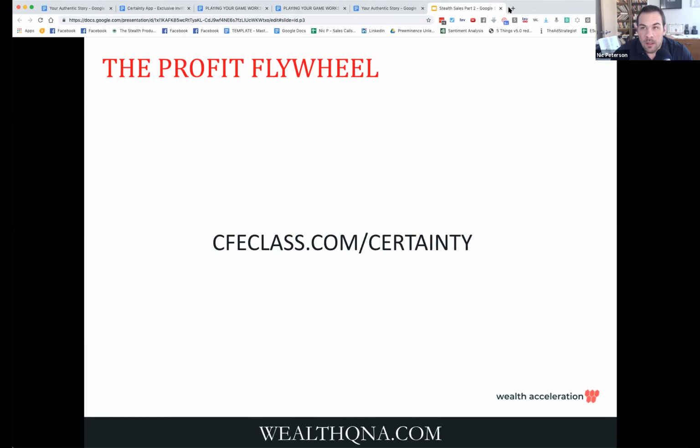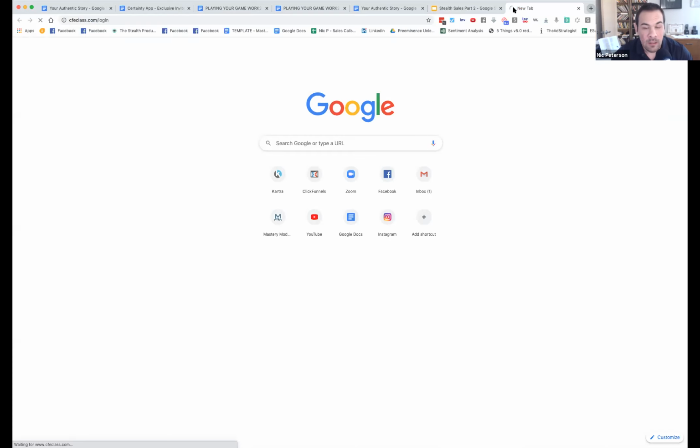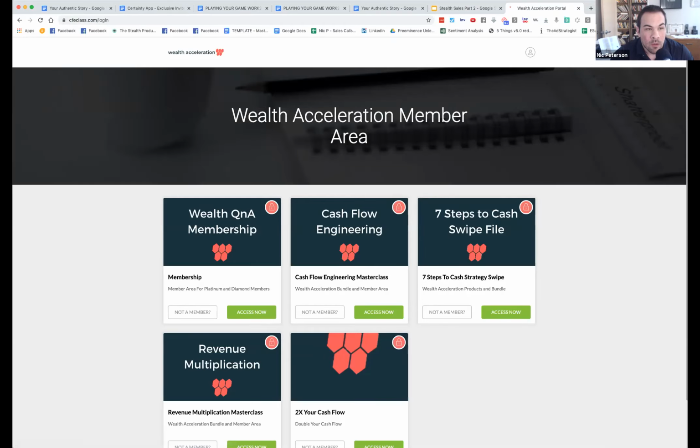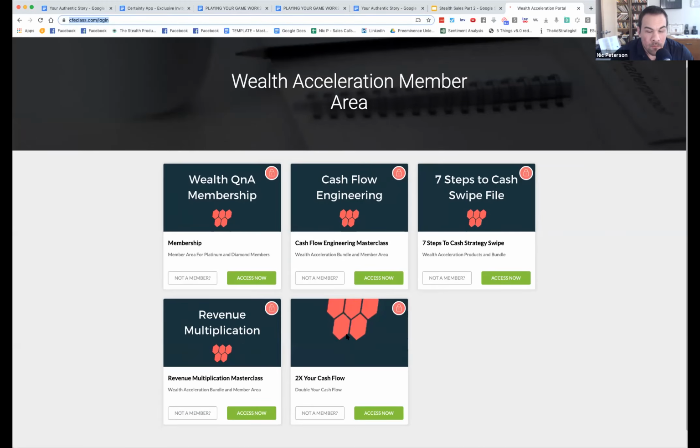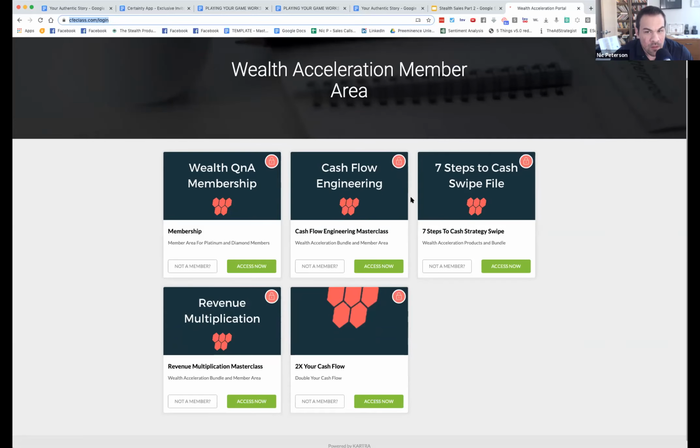If anybody wants access to anything, or you're not sure, you go to cfeclass.com/login, and anything packaged up is sitting right there. Anything that is not packaged up is not there yet. So you can always go there if you're wondering, hey, do I have access to something? It'll show you access levels. So I'm not logged in, so this is all locked for me. But if I logged in, it would unlock everything, and it'll be a little green open lock here.